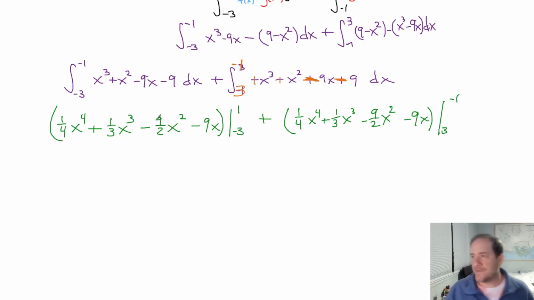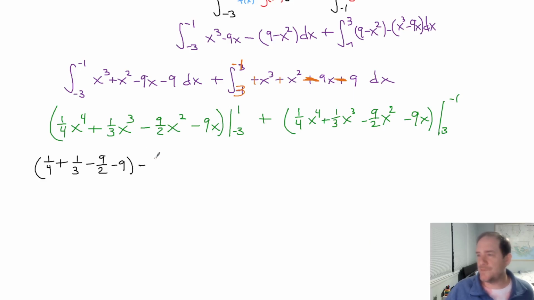All right, nothing left to do now but plug in and do this math. So plugging in -1 gives me 1/4 plus, now again, my little tablet likes to take 1/4 and make them look like 1/9. So just remember that's 1/4. I get 1/3. I get 9/2. And I get 9. That's what I get when I plug in -1. Now I'm going to subtract from that what I get when I plug in -3. So I get 81/4.